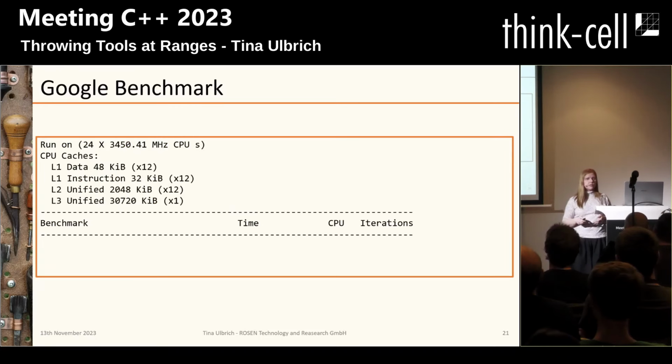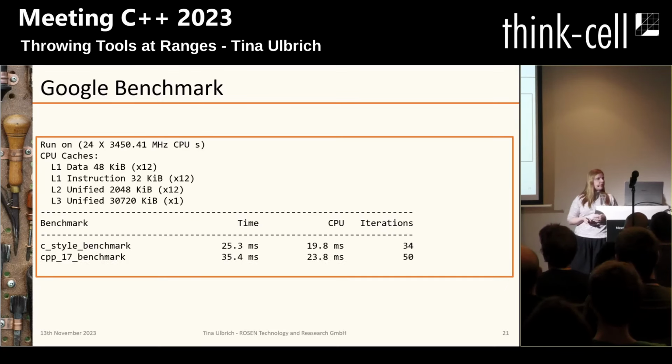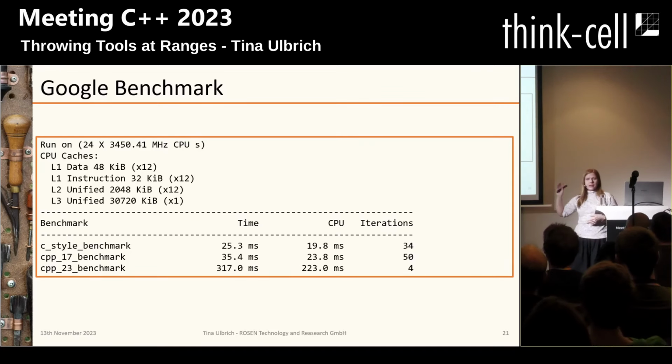And then you run this. So you run your program, and then you get some output. The first number that we have here is for the C-style, and it actually runs for 25 milliseconds. Then we have the C++17 version, which is a little bit slower with 35 milliseconds. And then we have the ranges version, which is super slow.